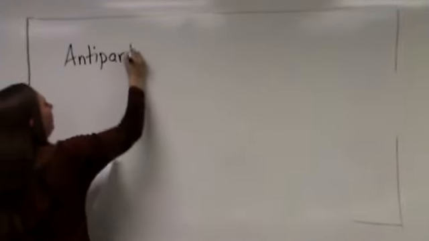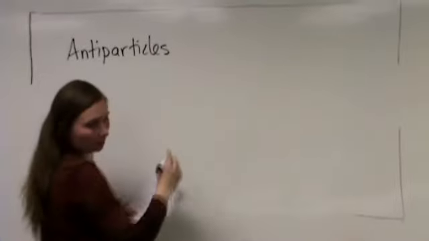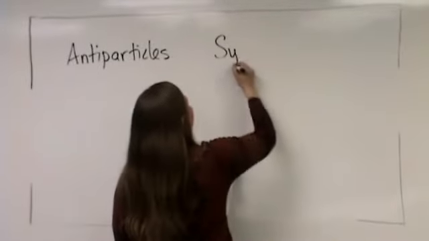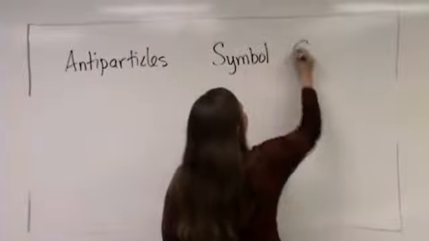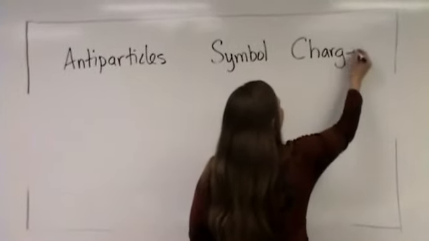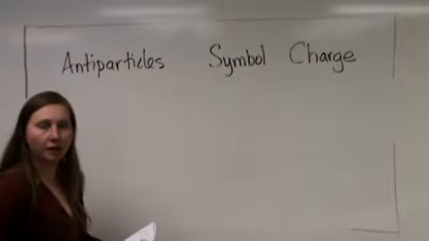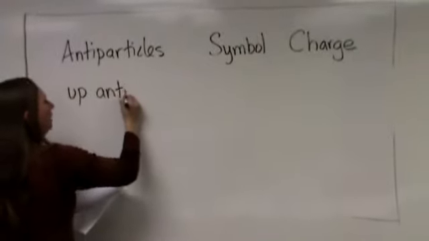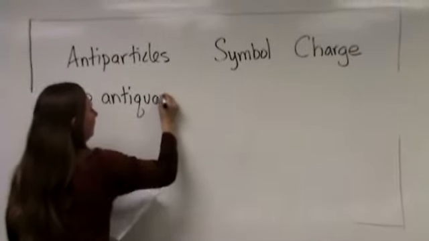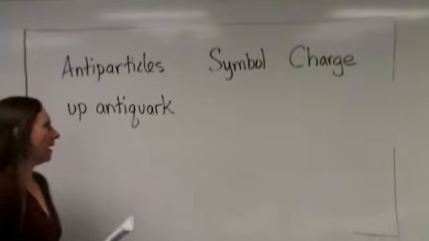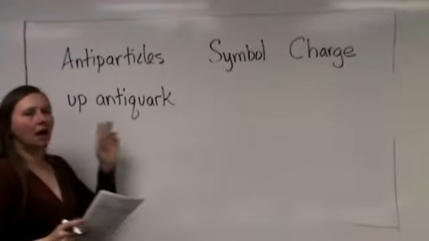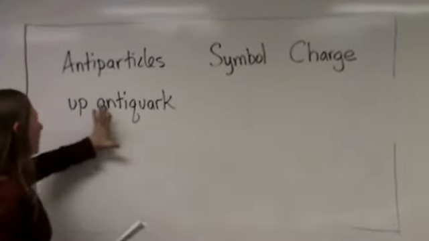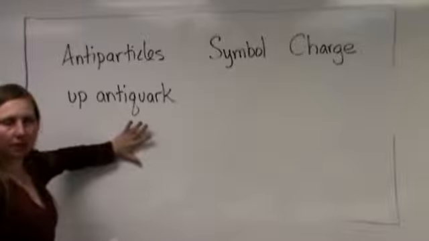So let's take a look at the antiparticles. Let's take a look at their symbols and their charges. Let's start with the up antiquark. Now, it's correct to say up antiquark. It's not exactly correct to say anti-up quark. You always say antiquark, so it's up antiquark.